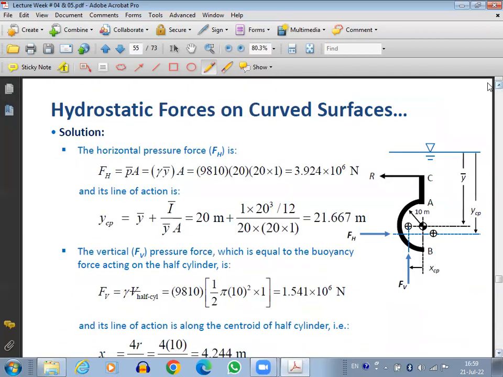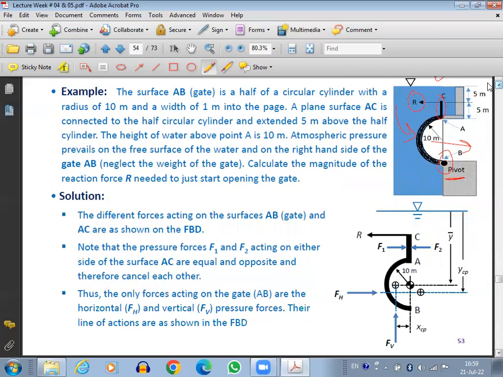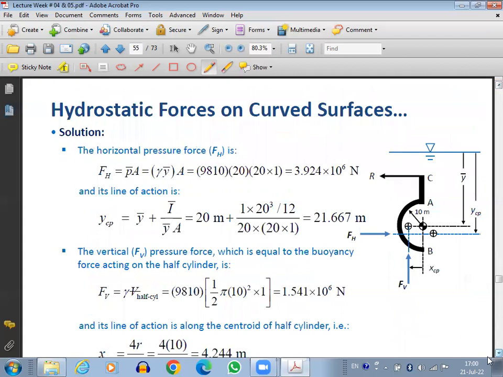So again, because it is a curved surface, we are going to take the horizontal and vertical projection. By solving over the horizontal and vertical projection, we can find out the horizontal and vertical components of the forces. Because we have already solved two problems with the same pattern, I'm going to be a bit fast in this problem.